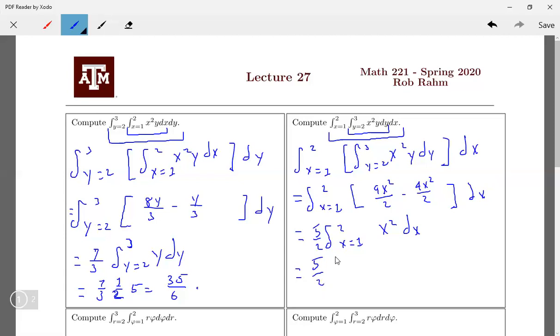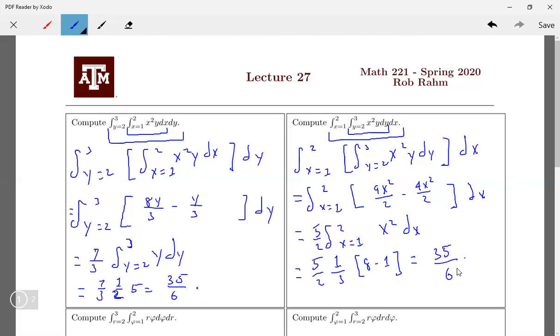The antiderivative of x squared is x cubed over 3. So I'll write the 5/2, and I'll write the 1/3. That's where the 1/3 comes from. And then we're evaluating from x equals 1 to x equals 2. 2 cubed is 8, minus 1 cubed, which is 1. And notice this is 5 times 8 minus 1, that's 5 times 7, that's 35 divided by 6.